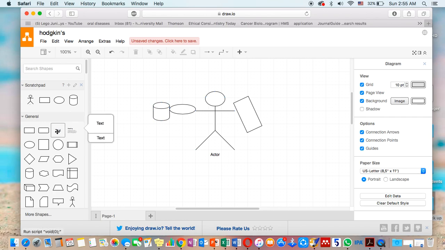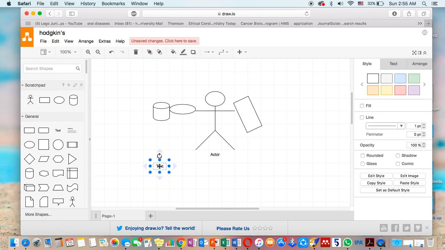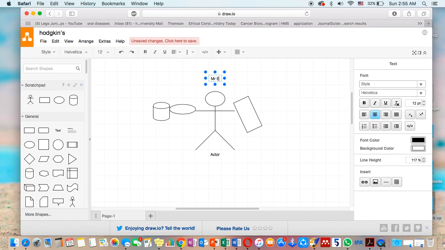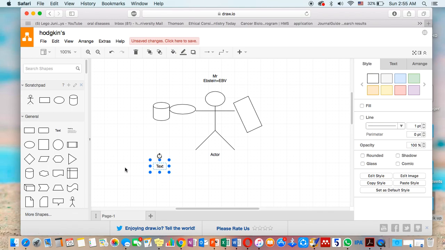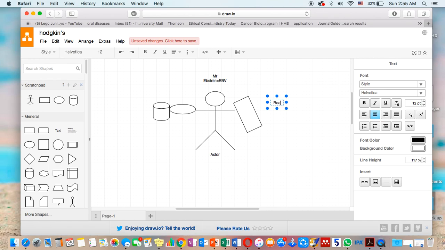So let's write these things to remember. So here is Mr. Epstein. This means it is caused by Epstein-Barr virus. What is Mr. Epstein doing? He is reading. So read will remind us of Reed-Sternberg cells. Okay.